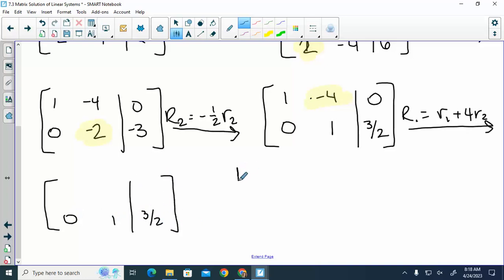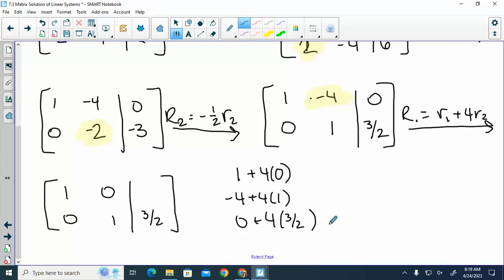So we have 1 plus 4 times 0, which is still 1. Negative 4 plus 4 times 1 is 0. And 0 plus 4 times 3/2 is 6. So what's my answer? X equals 6. Y equals 3/2.